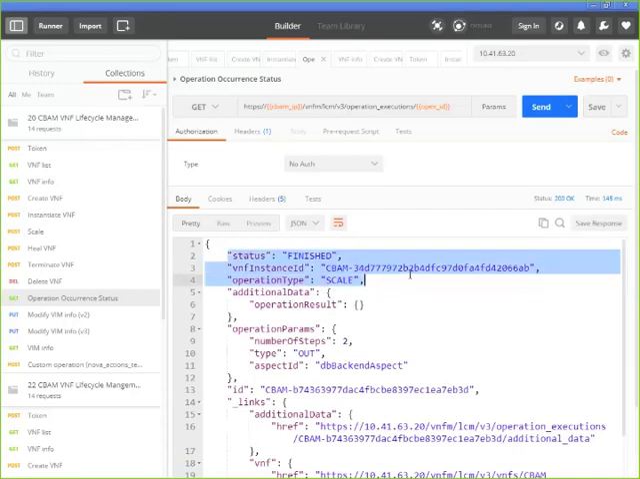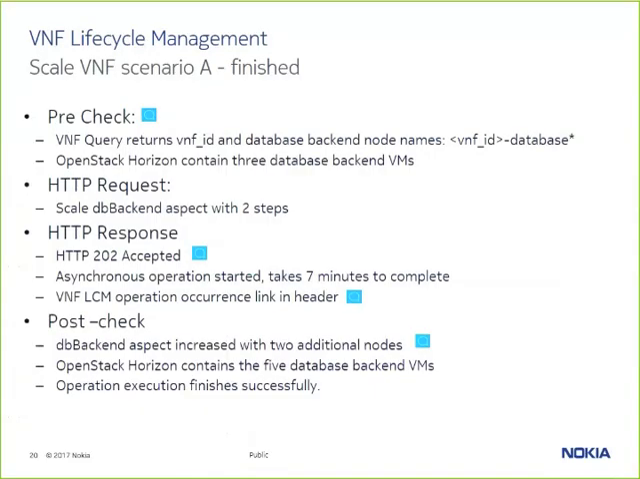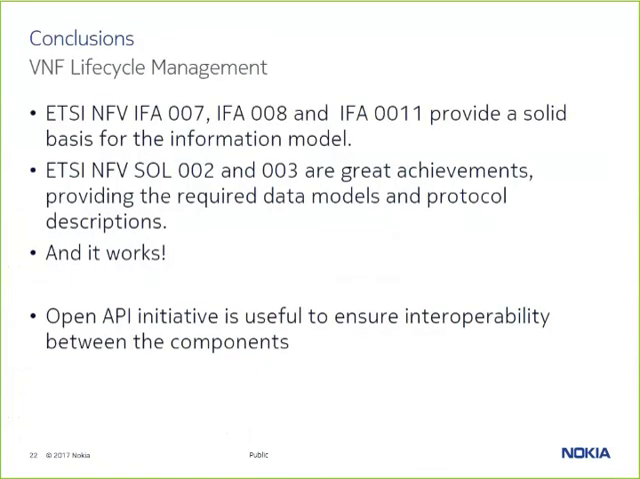With that, we demonstrated that scaling works, and this was the end of section 3 of my webinar. Let's go for the conclusions. The conclusion is that ETSI NFV SOL 7, 8, and 11 provide a solid basis for the information model, as you have seen, which we demonstrated in the VNF query. And also ETSI NFV SOL 2 and 3 are great achievements and provide the required data models and protocol descriptions for that. And most important of all, it already works.